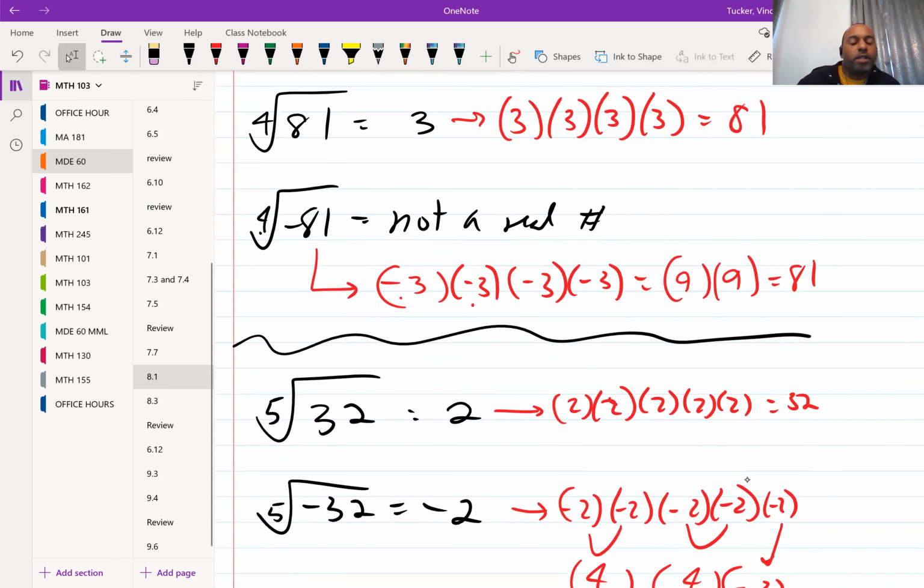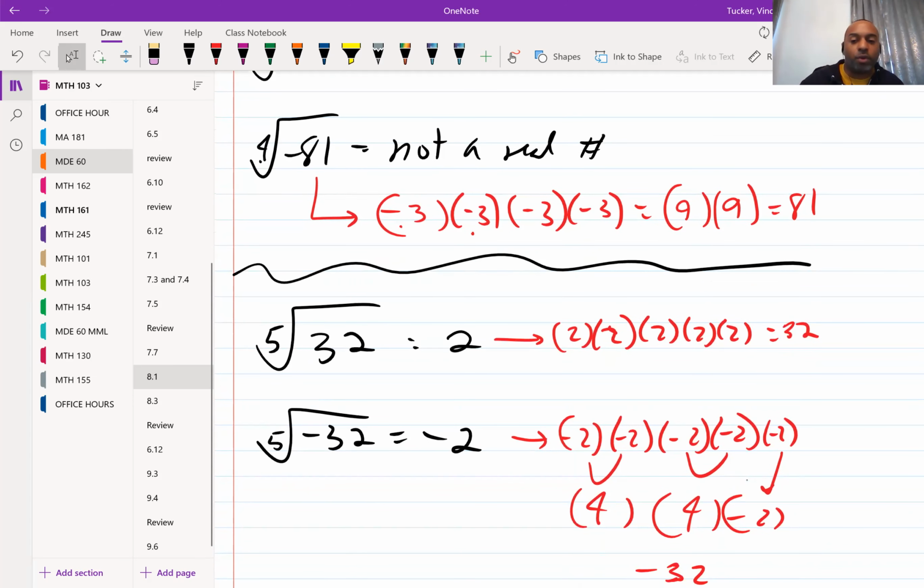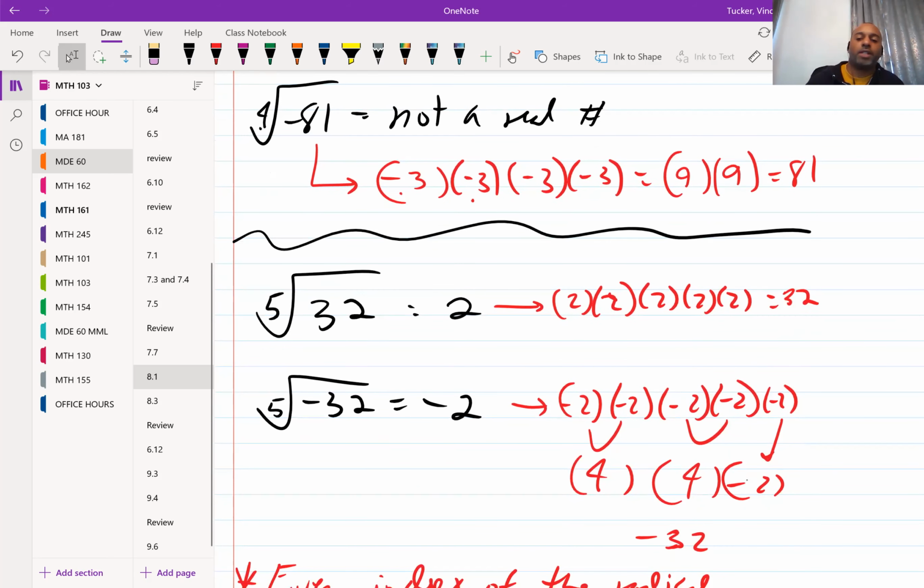All right. And this next one, once again, emphasizes the application of an odd root versus an even. Notice we have the fifth root of 32 is going to be 2, because 2 times 2 times 2 times 2 times 2 is 32. And then the fifth root of negative 32 is going to be negative 2. Once again, we have an odd root here. And when you multiply it out, negative 2 times negative 2 is 4. Negative 2 times negative 2 is 4. Bring down that other negative 2, 4 times 4, 16 times negative 2. That'll give you negative 32.